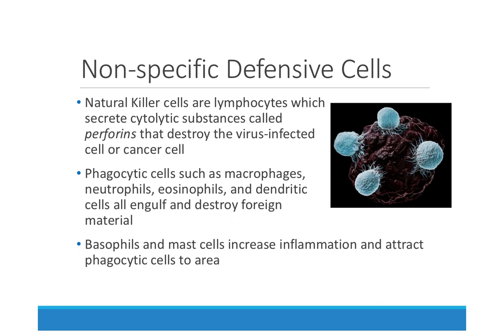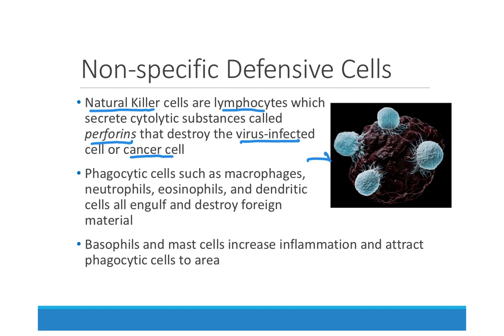And then there are defensive cells that are not specific to a particular pathogen, but again will attack anything that comes by. The first kind is called a natural killer cell. It's a type of lymphocyte, so it's going to be present in your lymph nodes and lymph nodules and in the lymphatic vessels. Natural killer cells produce chemicals called perforins that perforate, that put a hole in the cell membrane of cells that have been infected by viruses or are malignant, cancer cells. And so they cause those cells to fall apart.